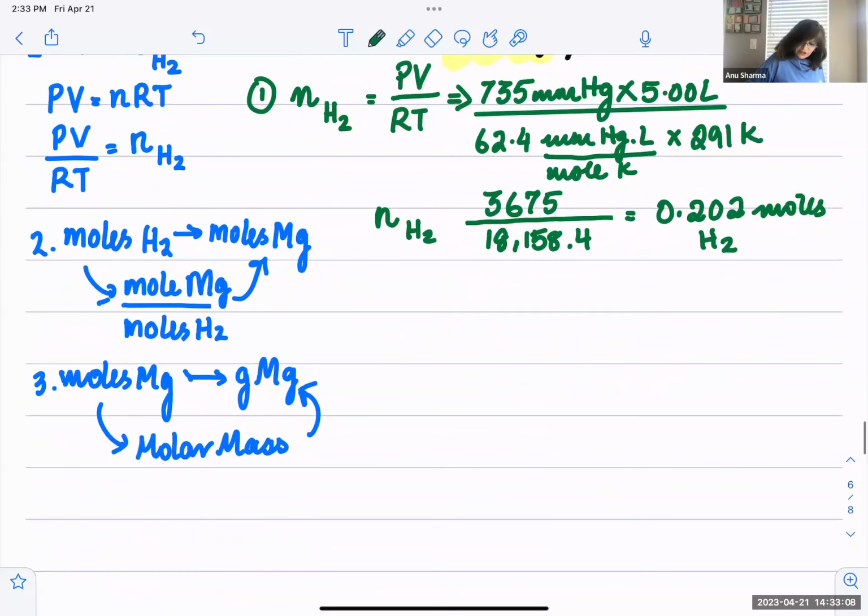Next thing is, our next strategy is to find the moles of magnesium. So the moles of magnesium, let's do it here, 0.20. So let's find it here.